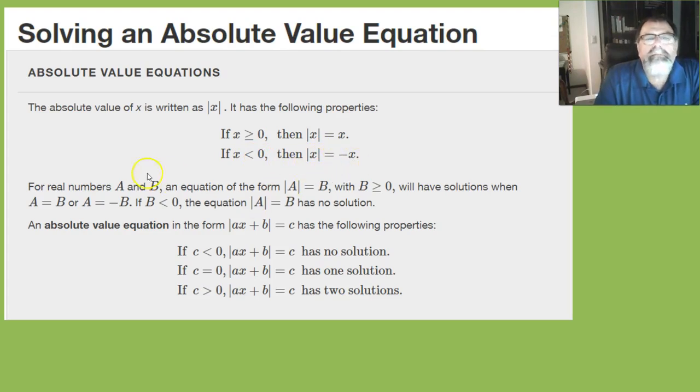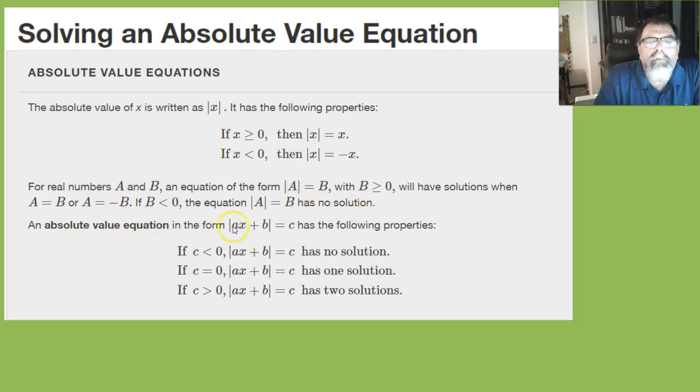Okay? So the way you read this is, if x is negative, then the absolute value of x is the opposite of x. Now for real numbers a and b, an equation of the form absolute value of a equals b, with b greater than or equal to 0, will have solutions when a equals b or when a equals negative b. So that's how you set up the equation for absolute value equations. You get this compound statement, and you'll get 2 cases. If b is less than 0, then there's no solution, because when can a positive number be equal to a negative number? So that will have no solution.